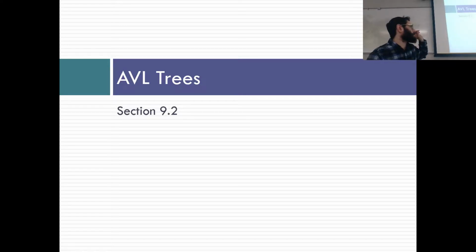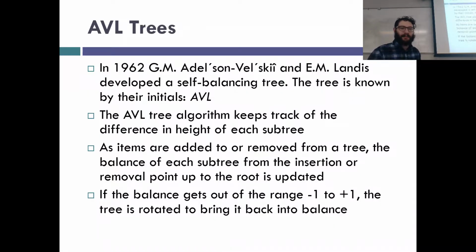So in classes, if you're taught a self-balancing binary search tree, you're going to be taught one of two: AVL trees, which are named after Adelson-Velsky and Landis. This guy probably butchered his name because he's got a lot of diacritic marks.